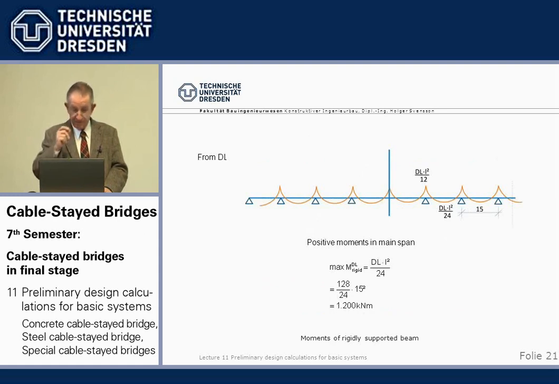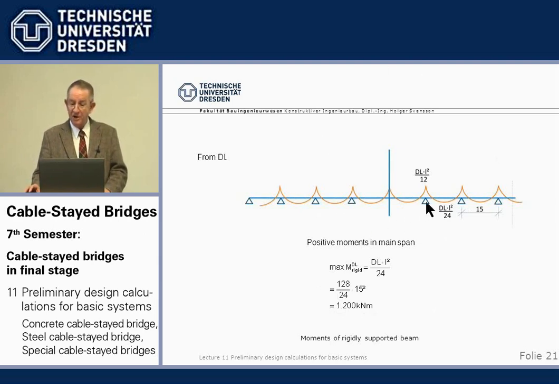First of all, permanent loads, always important. I told you earlier that for a concrete cable stayed bridge, we choose the moments under permanent loads as those for a beam rigidly supported at the cable anchor points. We can achieve that by pulling at the cables in such a way that we reach this stage. I've explained all that to you.